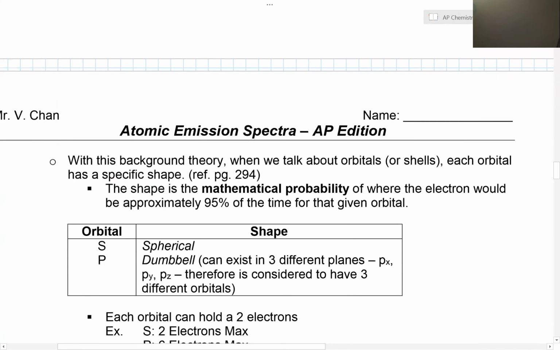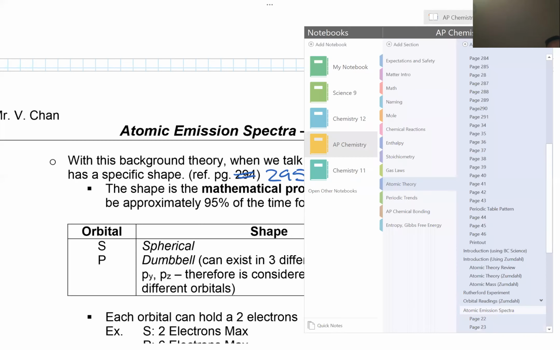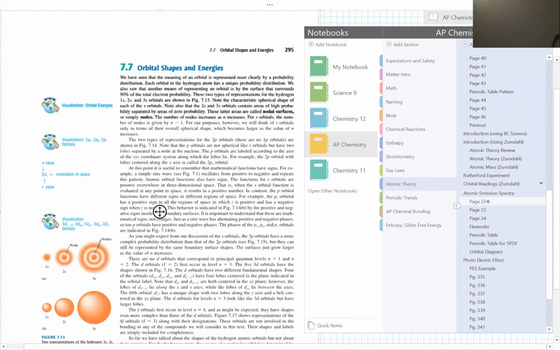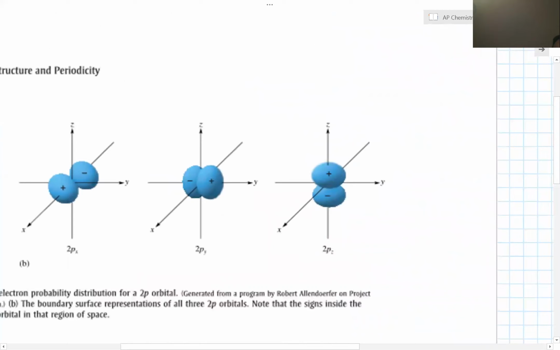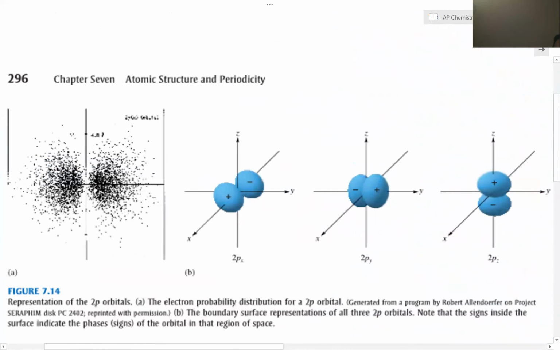Now, with this background theory, we talk about orbitals or shells instead of orbits like planets, but they have a shape. You can take a look at pages 295, 296, 297 in your textbook. And when you look at those pages, you will see a spherical shape. You will see one shape that looks like a dumbbell.